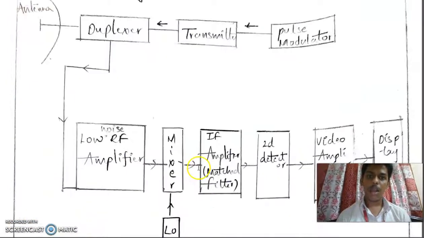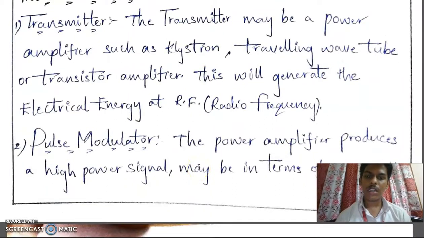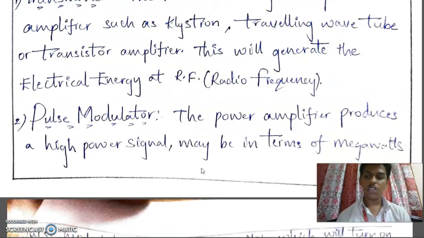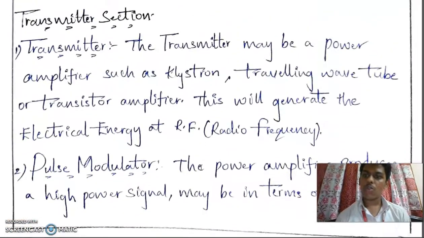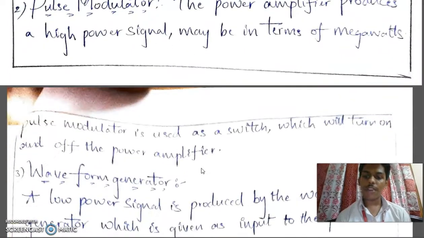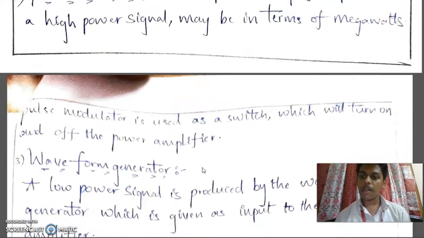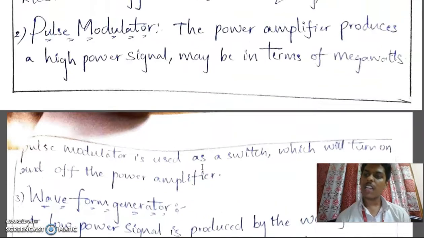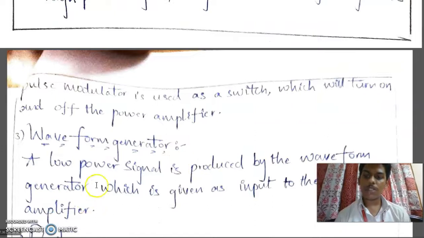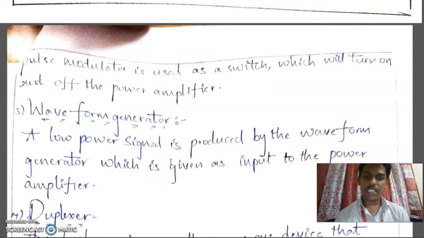Next, the pulse modulator. The power amplifier used in the transmitter produces a high power signal in the range of megawatts. So the pulse modulator can be used as a switch to turn the power amplifier on or off. This is the main advantage of the pulse modulator. Next, coming to the waveform generator. The waveform generator generates a low power signal, which is given as the input to the power amplifier.